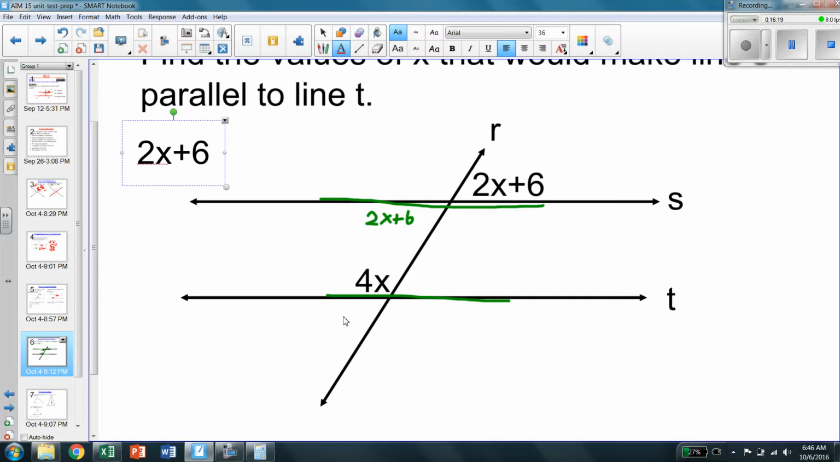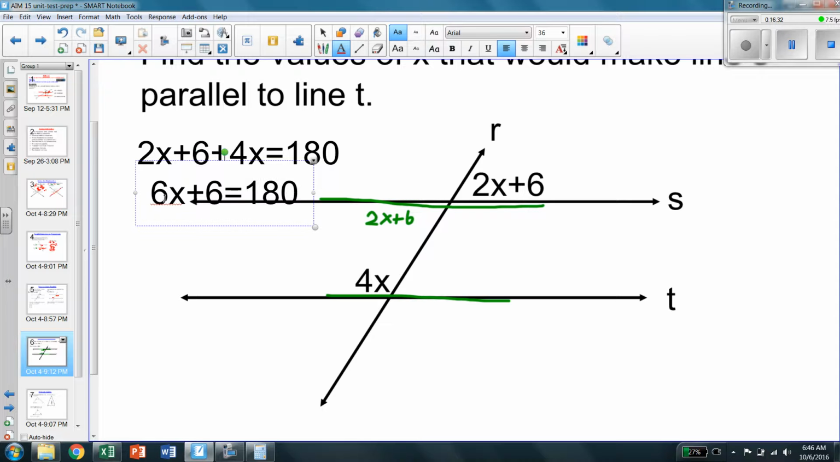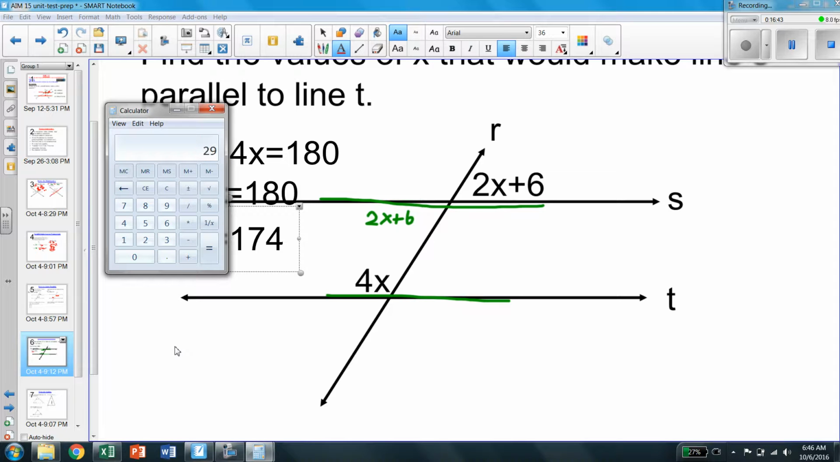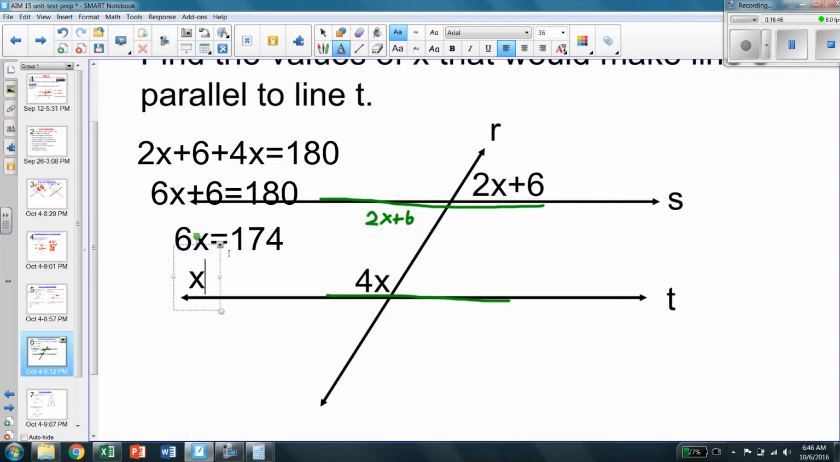2x plus 6 plus 4x equals 180 degrees. If we combine like terms, what do we get? 6x plus 6 equals 180. Subtract 6 from both sides. 6x equals 174. Take out our calculator. 174 divided by 6. We get x is 29. If x is 29, I can plug in x here and x here, and then I'm going to get values that when I add them up, they make 180 degrees.